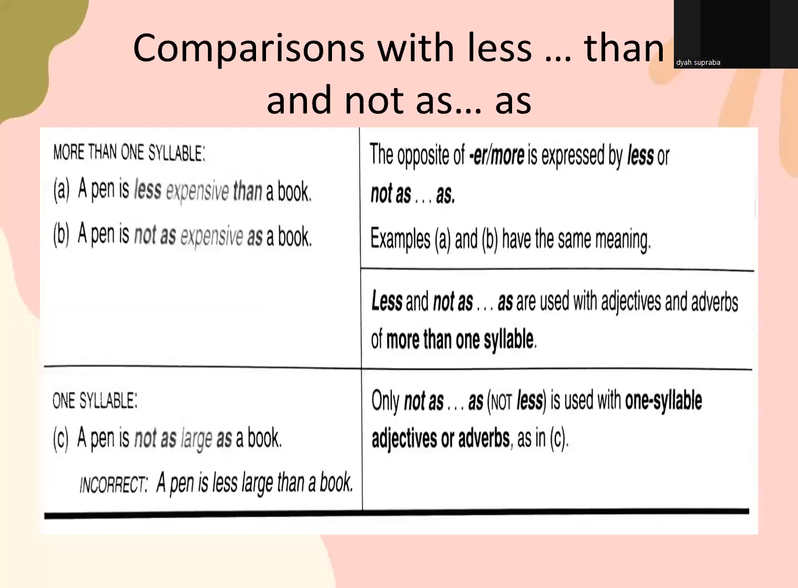And then now we are going to use comparison with less. The opposite of more is expressed by less or not as adjective as. Jadi bentuk lawannya atau more adalah less atau not as adjective as. For example, a pencil is less expensive than a book. A pencil is not as expensive as a book.